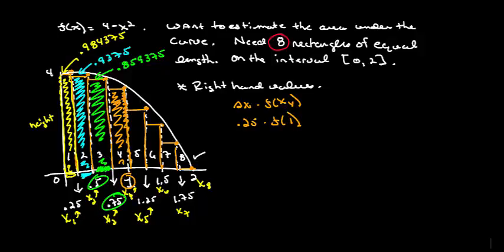To find the area of the orange rectangle, we do the computation. Again, 0.25 for the base. The height value is f at 1, which is 3, so 0.25 times 3 gives us 0.75 for the area of that rectangle. Now these are all in square units, right? So we've got really 3 more, because the last one has a height of 0, so there's no area there.